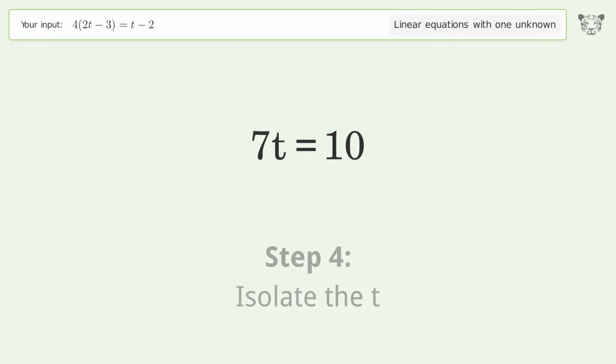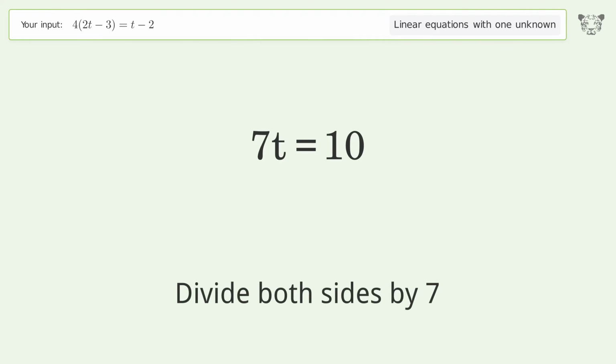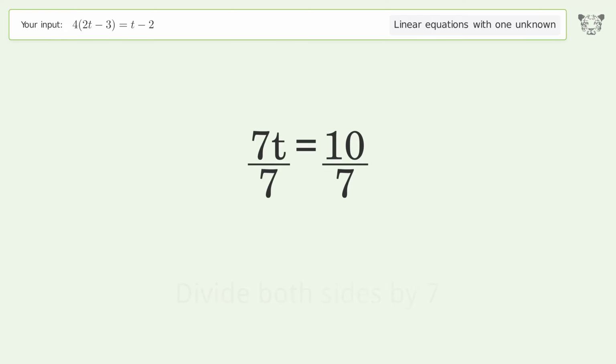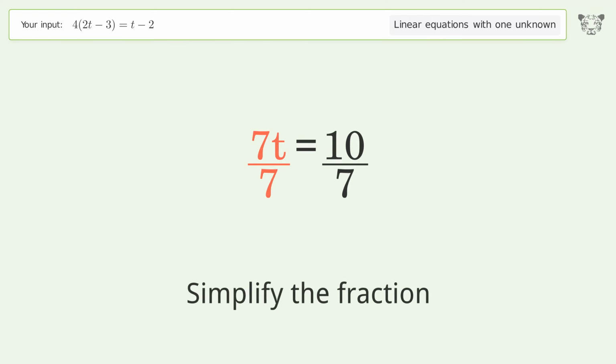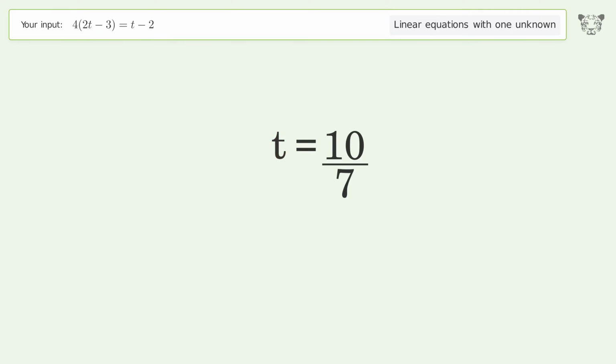Isolate the t. Divide both sides by 7. Simplify the fraction. And so the final result is t equals 10/7.